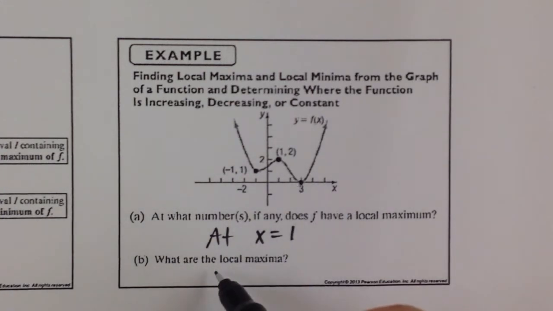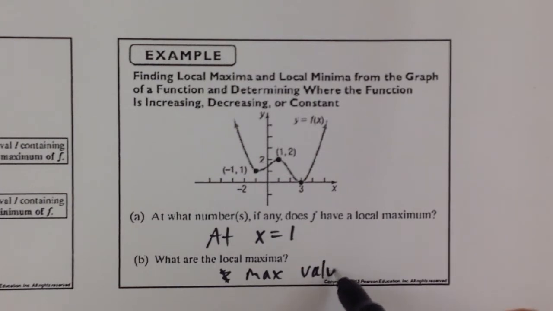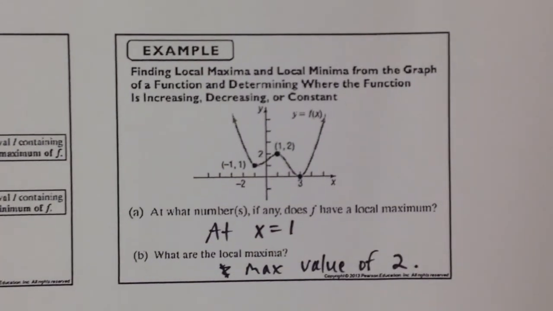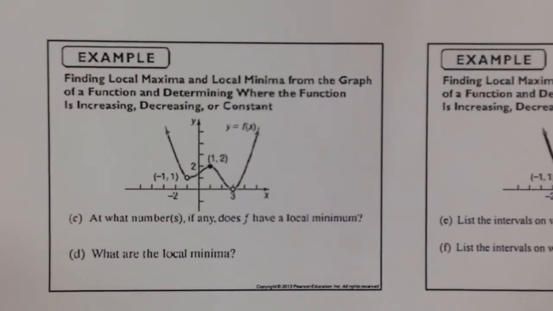So what are the local maxima? Well, we only have one. We would just say the local maximum value, max value of 2, and it happens to occur at 1. Again, infinity is not going to ever be a maximum value. See if you can answer this one before I do.